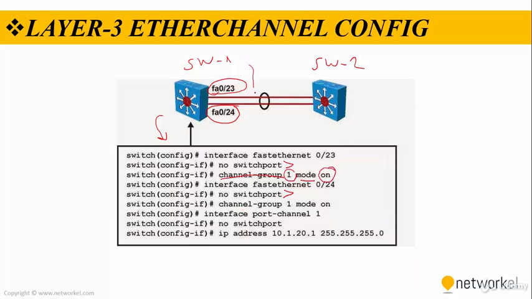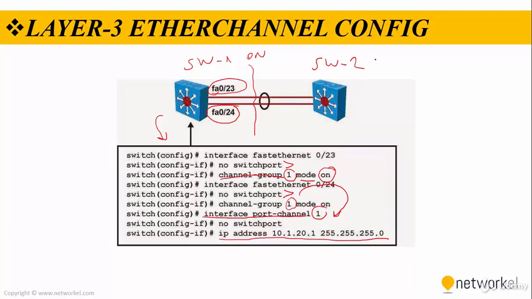On this side, we define the on mode. Then we are getting into port channel 1, which is identical to the channel group number, and we are defining an IP address for this side.